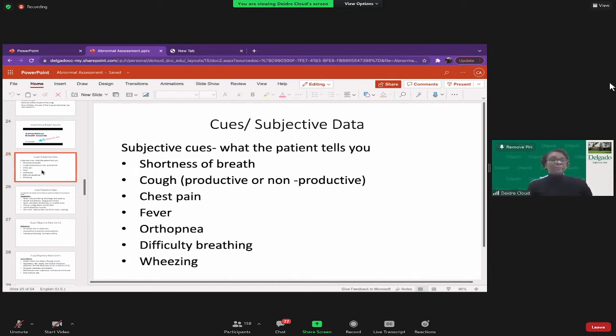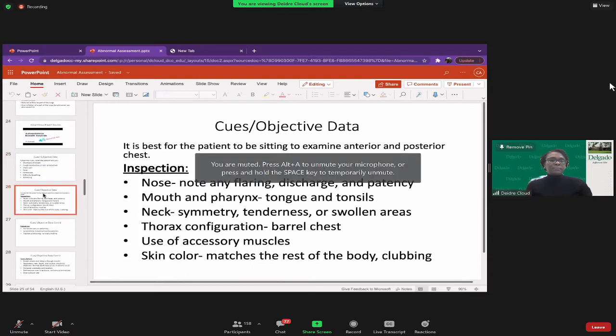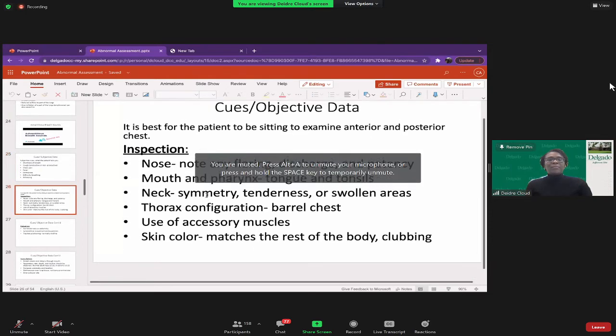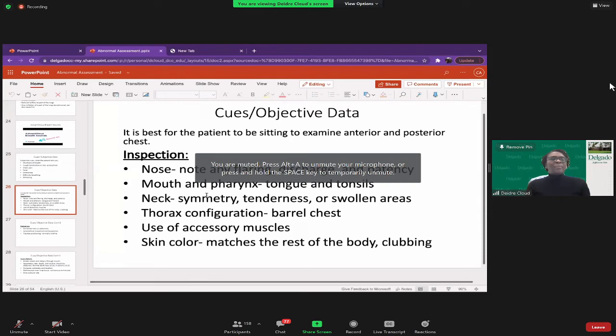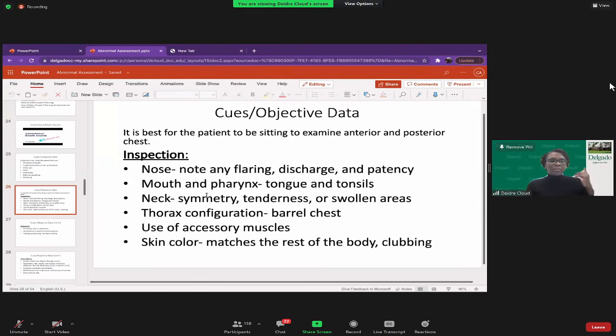Anything else? Feeling faint. If they're hyperventilating, then they will get that faint feeling. And sometimes anxiety. Sometimes you'll get shortness of breath with anxiety, a tachypnea with anxiety.